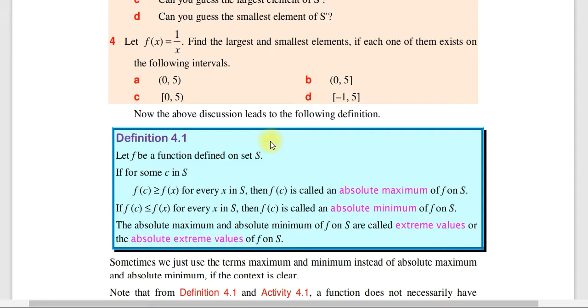f of c ከ f of x የሚበልጥ ከሆነ absolute maximum እንለዋለን። But if f of c is less than or equal to f of x for every x in S, then f of c is called the absolute minimum of f on S. ያ ማለት የሆነች ቁጥር በሴት S ውስጥ ያለች ቁጥር function ውስጥ አስገብተናት f of x የሚያንስ ከሆነ absolute minimum እንለዋለን። Both absolute minimum and absolute maximum of f on S are called extreme values, or absolute extreme values of f on S.